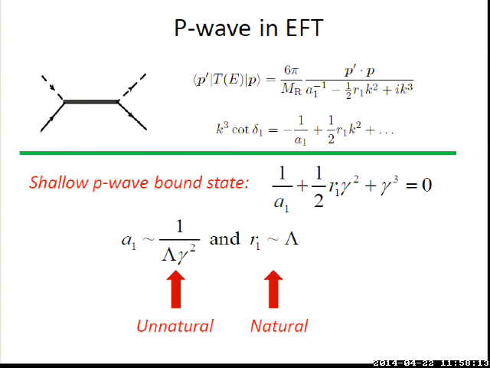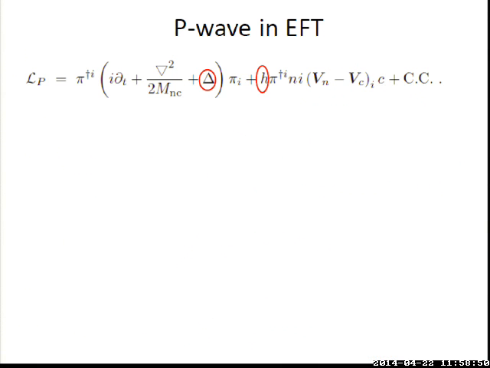One way to reproduce the shallow bound state is to associate r1 with some high energy scale, so this number is much bigger than this one. So you can forget about this at leading order, and this tells you a1 has to go like this. Naively, because a1 is a length cubed, you would say a1 goes like 1 over lambda cubed. But it turns out we have to make this unnaturally large. That's why it's an unnatural case. And this is a reference; I think they proposed this idea. So you want to reproduce this in the EFT.